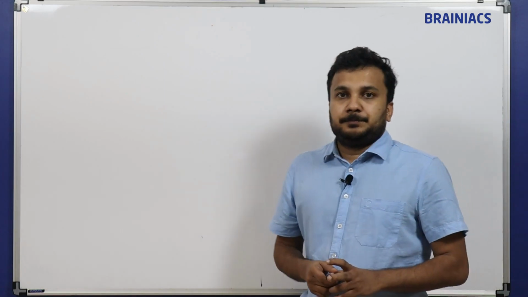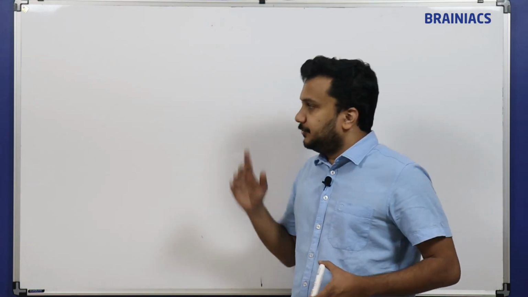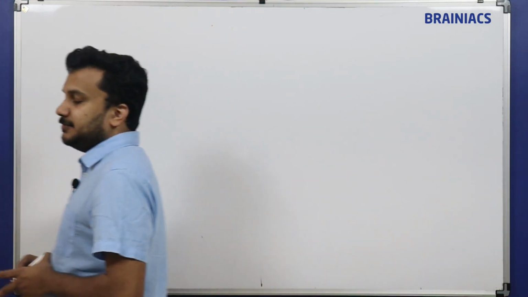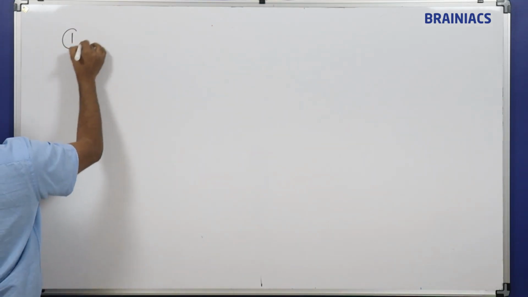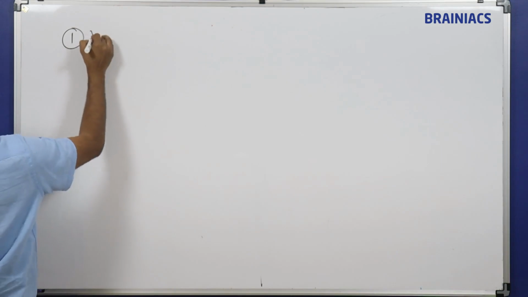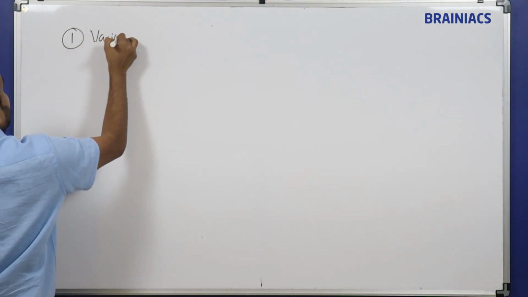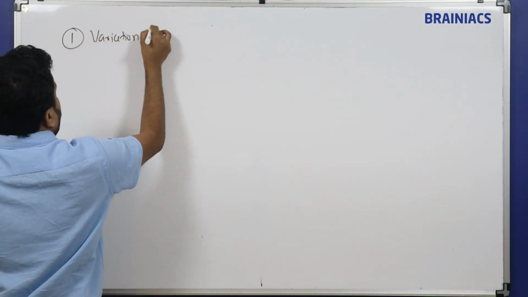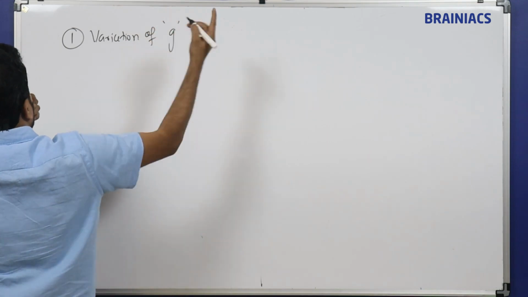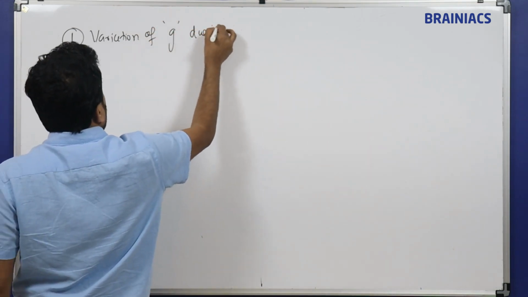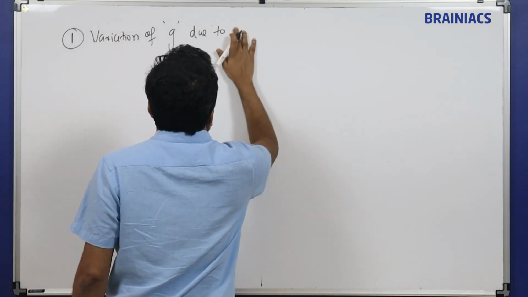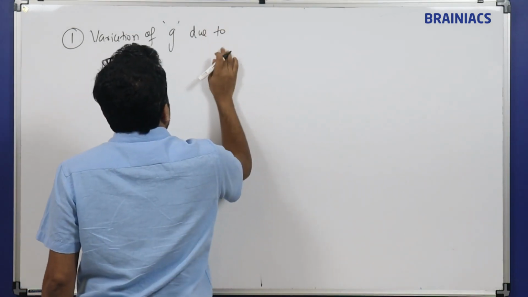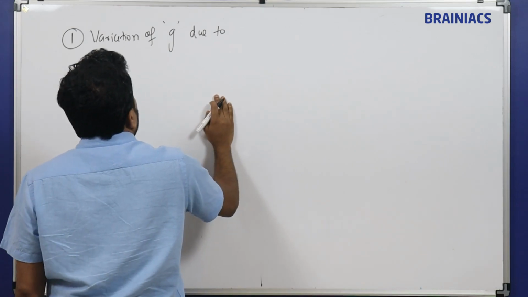Okay, so let's start with the first one, the variation of the gravitational field intensity due to height. So on the first heading, we have 4 headings here. First one, variation of G due to what?